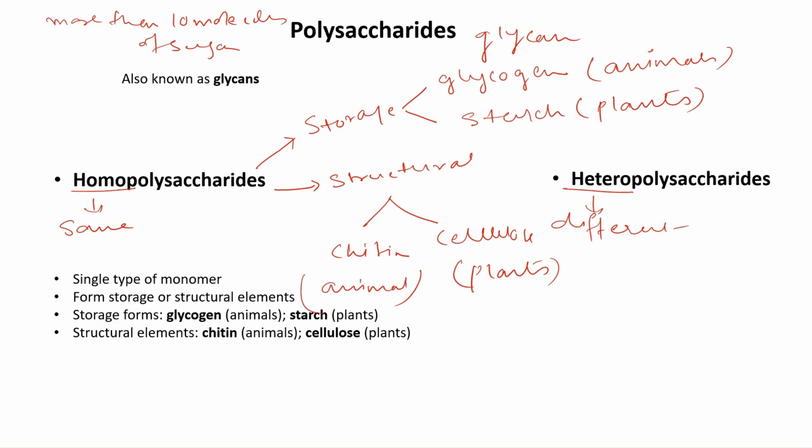Then next is heteropolysaccharide. Heteropolysaccharide means it consists of different types of monomers and they mainly function as extracellular support. Whether in plants, animals or bacteria, in any organism, they function as an extracellular support. Now let's study the first carbohydrate, starch.